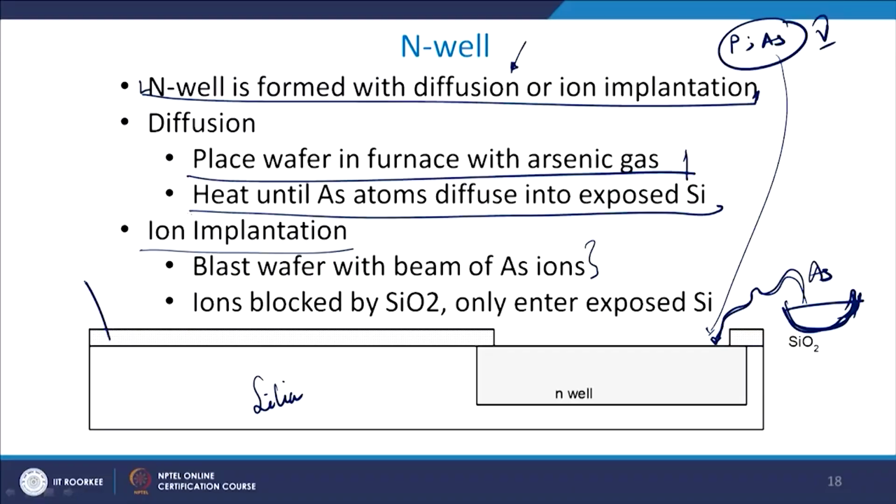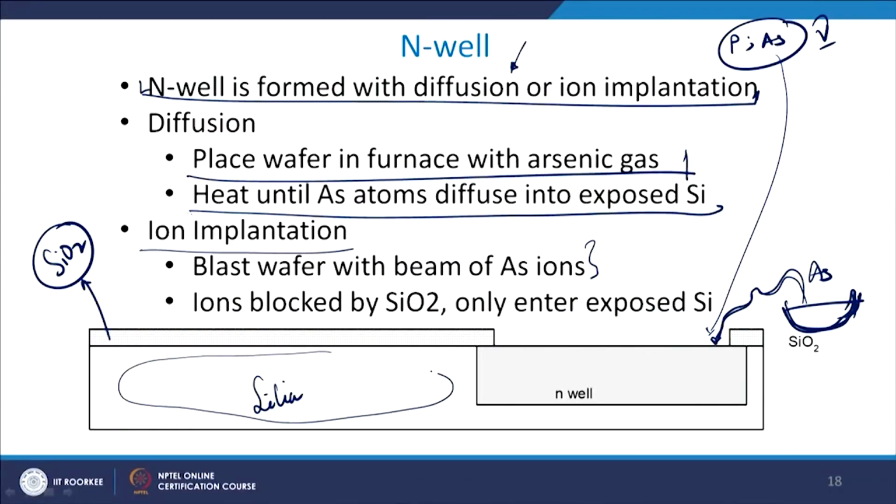Now you can understand why this silicon dioxide is important. It does not allow these arsenic or phosphorus atoms to enter these regions. So, this region is devoid of those group 5 materials, whereas this region has a large amount of group 5 material, and therefore your N type well is formed, right.